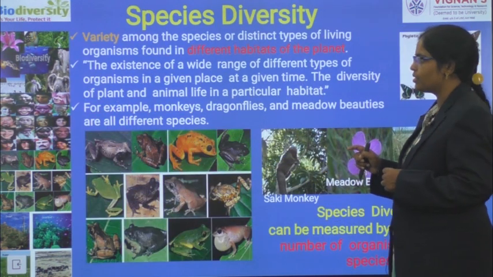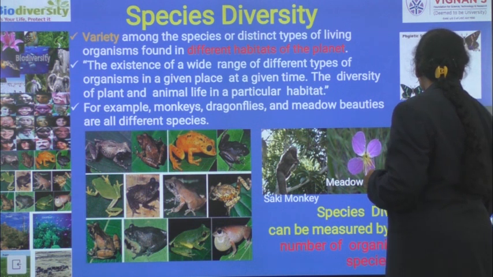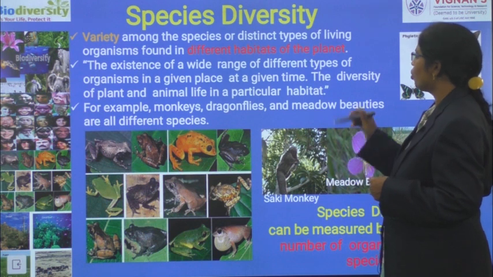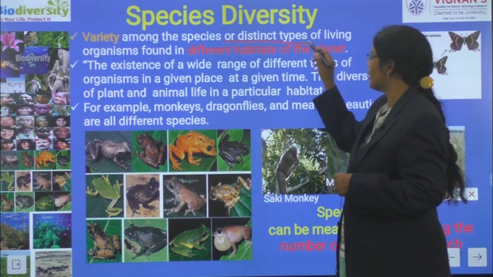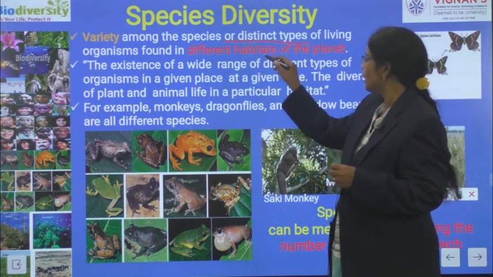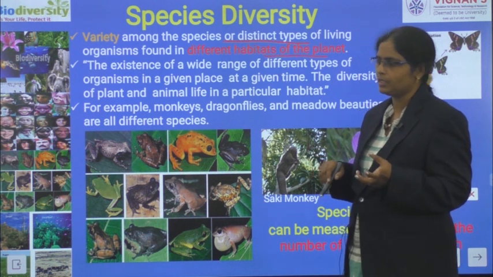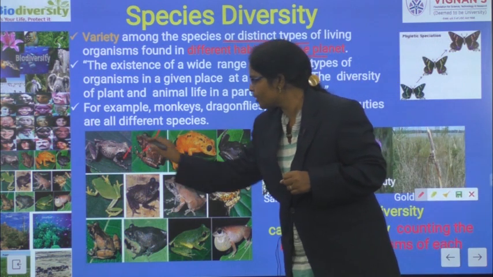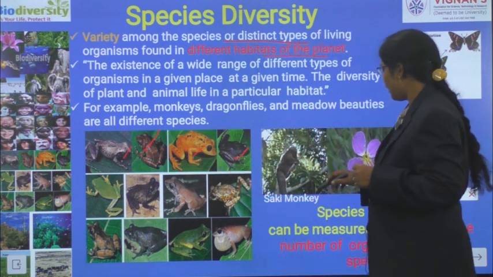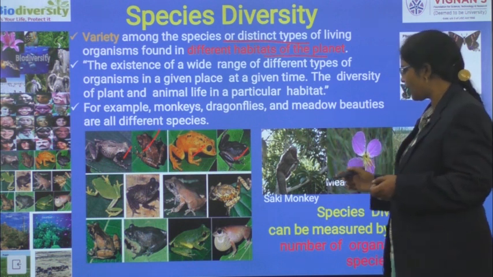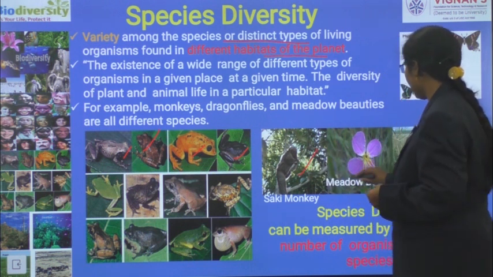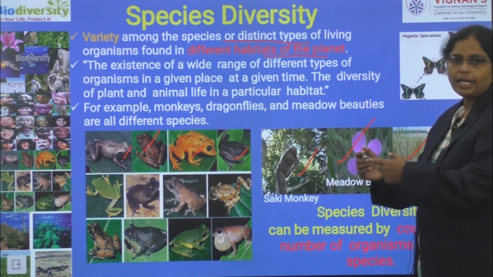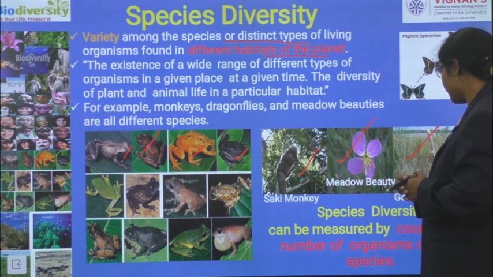Now, the species diversity. Species diversity is nothing but the variety of species in a particular region. Here we can see the species, or distinct types of living organisms, in different habitats of the planet. Here you can see the variety of species on the planet. If we take one particular region where we can observe monkeys, plants and insects, that is called species diversity.